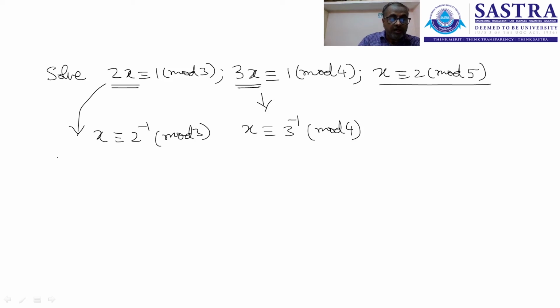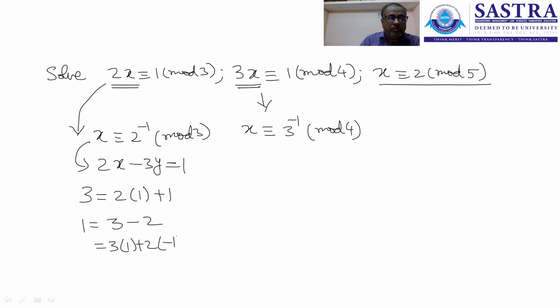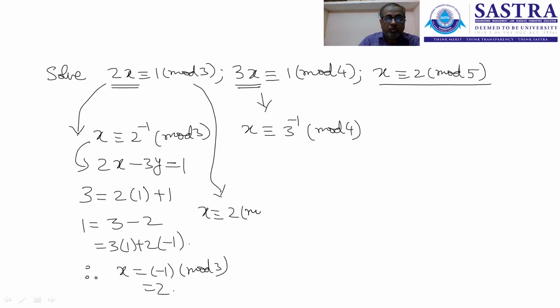So I can rewrite it as 2x minus 3y is equal to 1, as we did earlier. Very simple. Now I have to express 3 in terms of 2. I divide 3 by 2: 2 into 1 plus 1. So 1 is equal to 3 minus 2, or 3 into 1 plus 2 into minus 1. Therefore x would be minus 1 mod 3, which would be 2. So this equation now becomes x congruent to 2 mod 3.